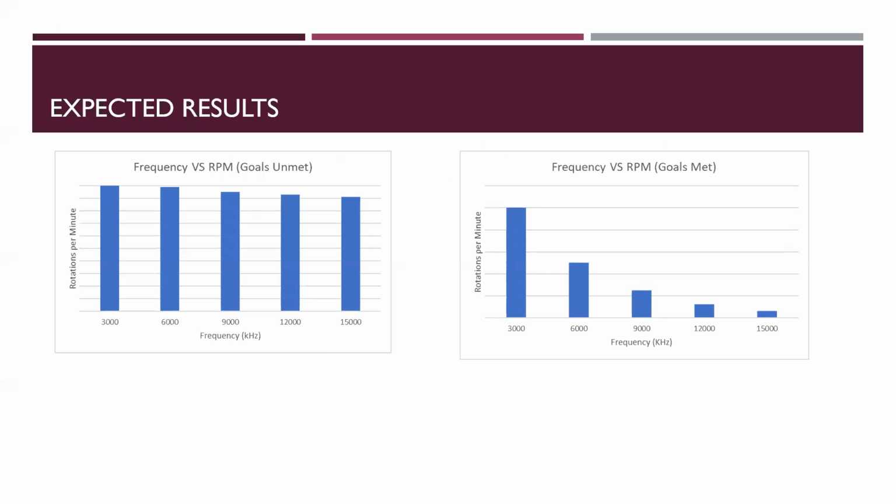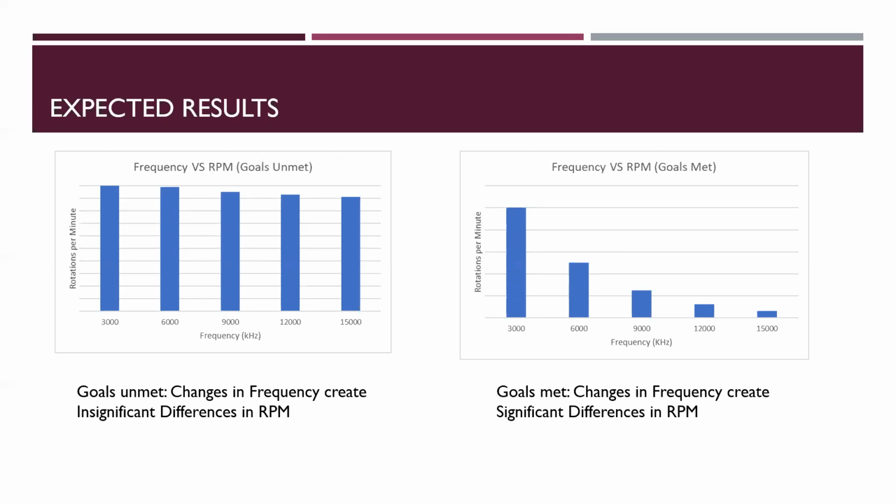However, my expected results are as follows. Were my goals unmet, that would mean that a change in frequency created either no differences in the rotations per minute or insignificant differences in the rotations per minute. However, if I had met my goals, this would mean that a change in frequency would have had to create significant differences in rotation per minute.